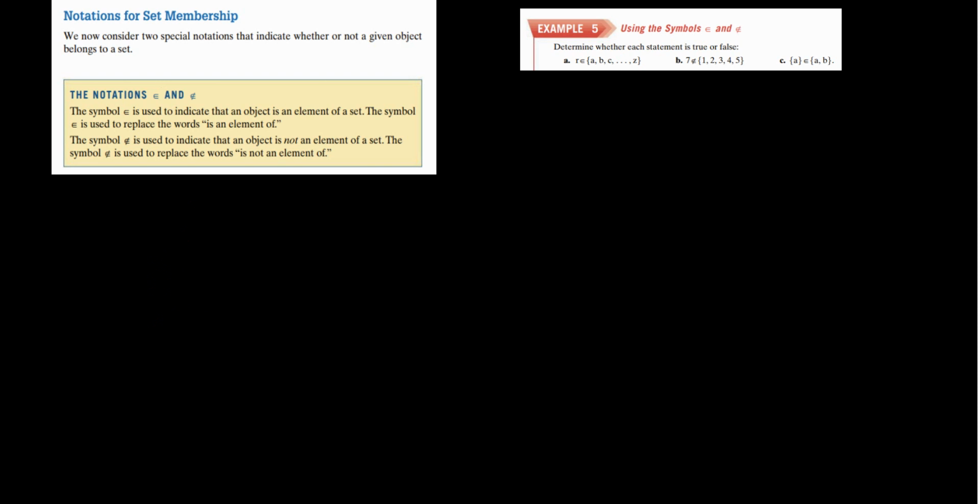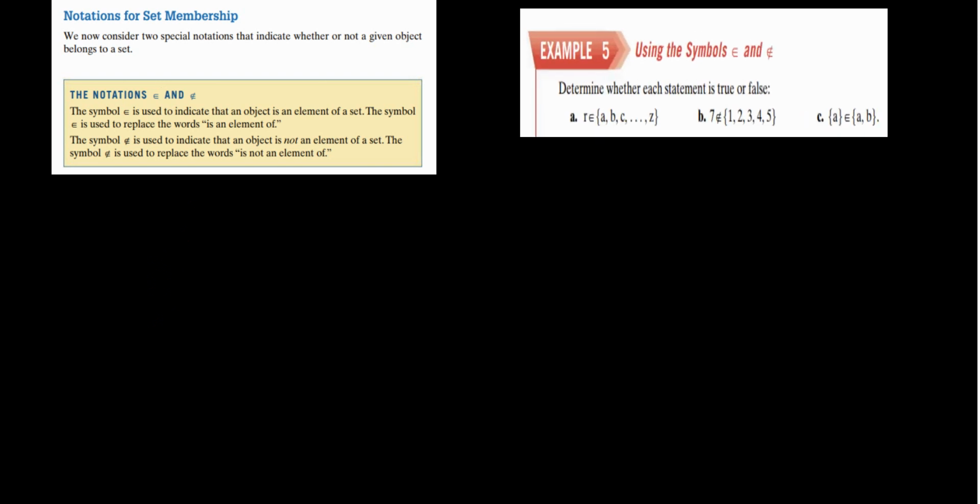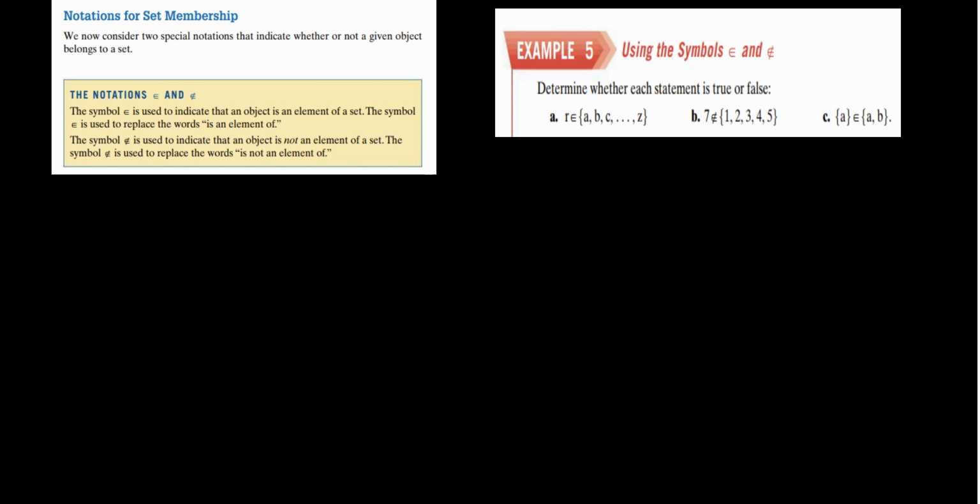Determine whether each statement is true or false. Let's blow this up just a tad more. That actually helps, I bet. So A is an element of the set a, b, c, d, e, f, g, h, i, j, k, all the alphabets, and they're all lowercase. It looks like a is indeed an element of that set. That is a true statement.